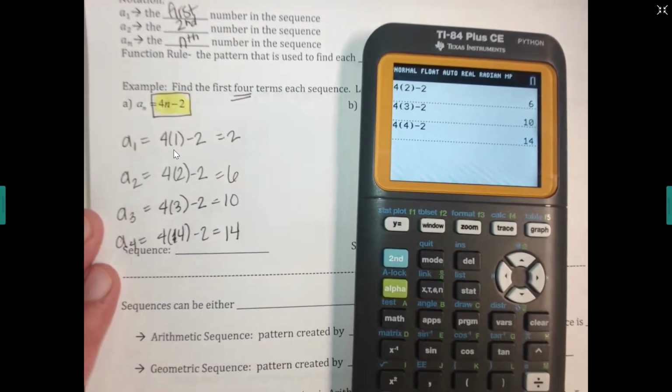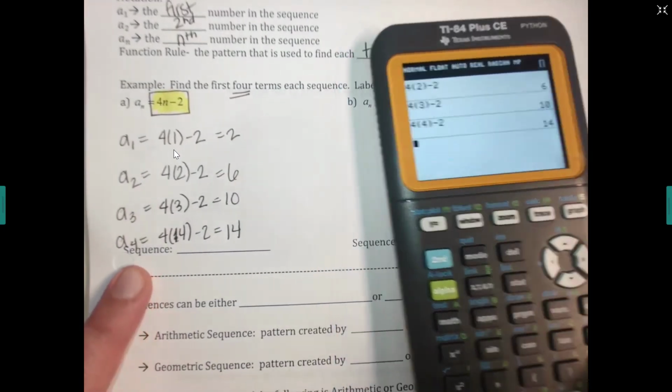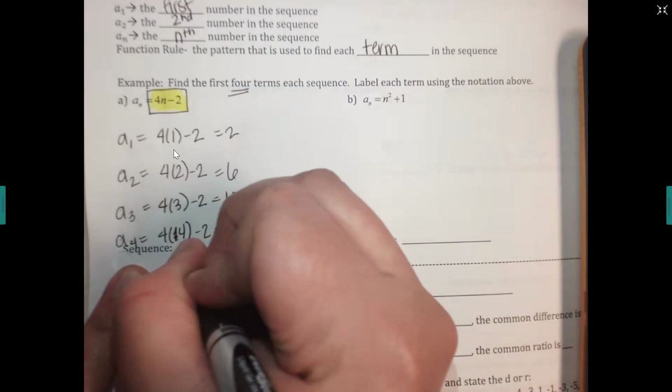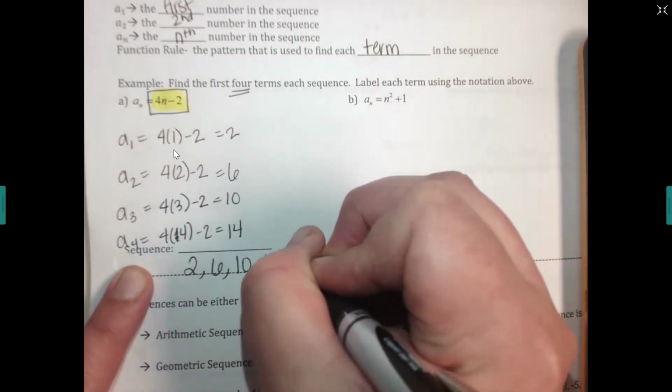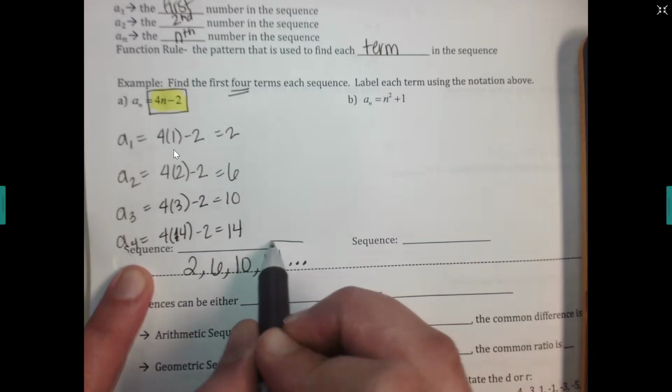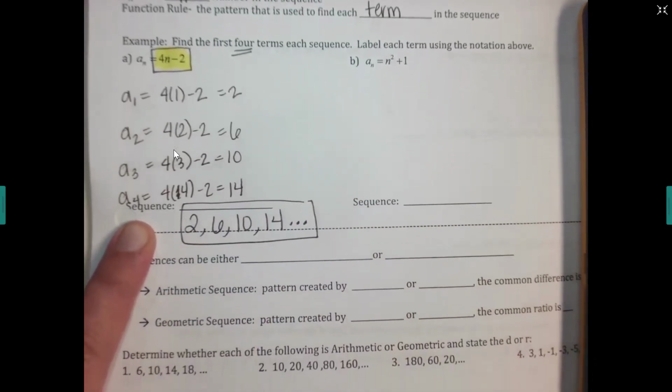Then your sequence, remember what I said, it's just that list of numbers. Where it says sequence here, I kind of ran out of room, but I would put 2, then 6, then 10, then 14, and so on. On your homework, it shouldn't ask you to find more than about the first 5, okay?